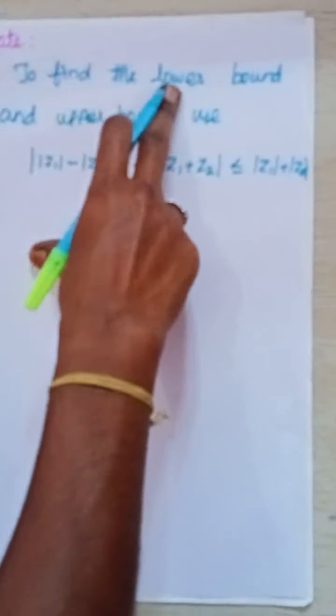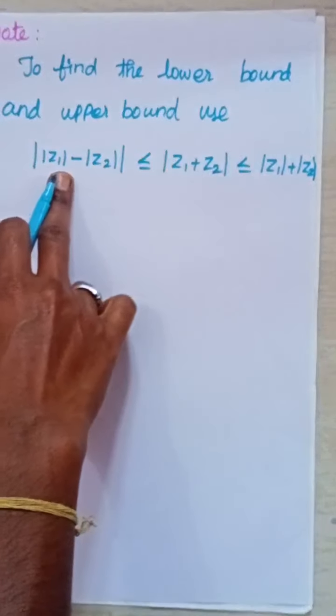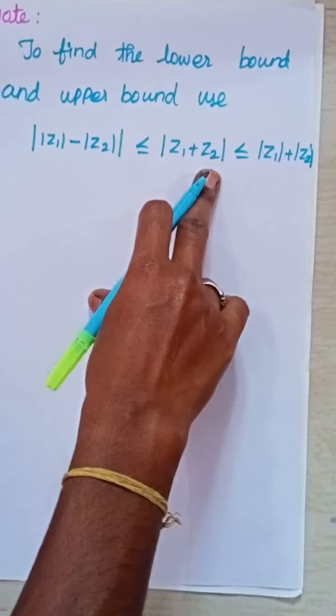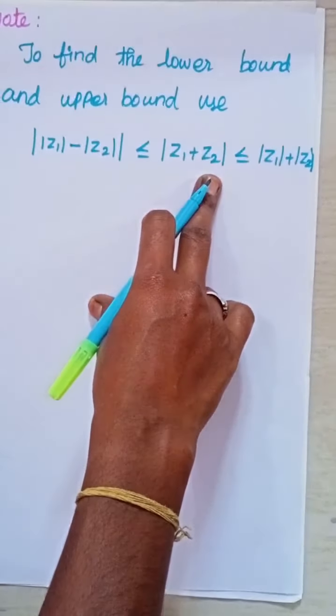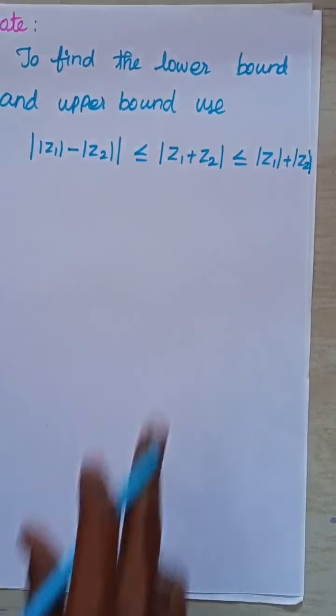To find the lower bound and upper bound, use modulus of modulus z1 minus modulus z2, which is less than or equal to modulus z1 plus z2, which is less than or equal to modulus z1 plus modulus z2.